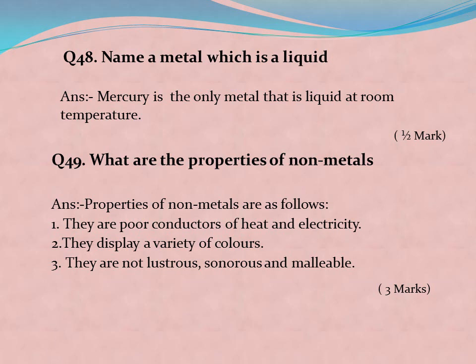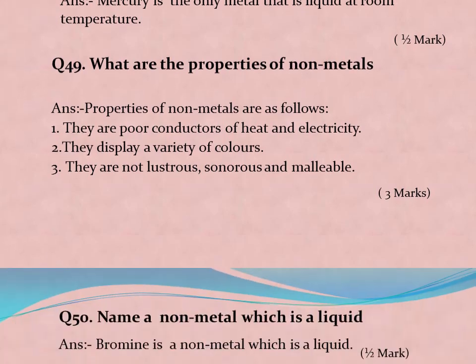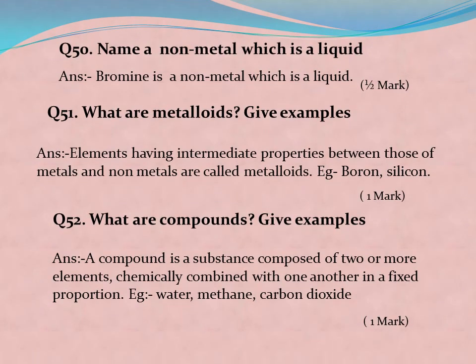Question number 49. What are the properties of nonmetals? Answer. Properties of nonmetals are as follows. 1. They are poor conductors of heat and electricity. 2. They display a variety of colors. 3. They are not lustrous, sonorous and malleable. Question number 50. Name a non-metal which is a liquid. Answer. Bromine is a non-metal which is a liquid.